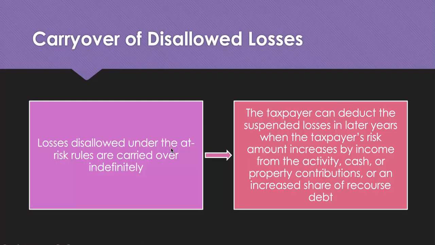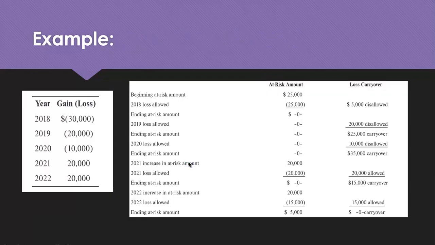So then we have the carryover of disallowed losses. Losses disallowed under the at-risk rules are carried over indefinitely. So the taxpayer can actually deduct the suspended losses in later years when the taxpayer's at-risk amount increases by income from the activities, cash or property contributions, or an increased share of recourse debt. So what that looks like is here.